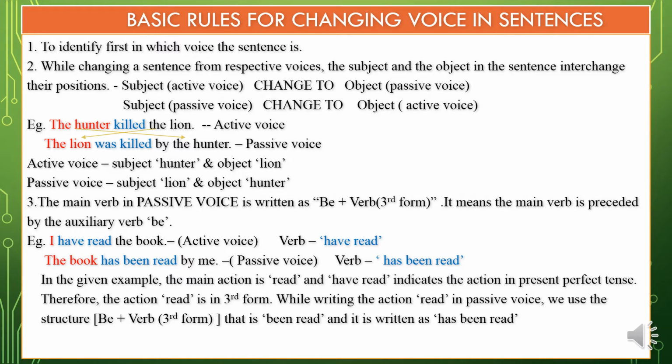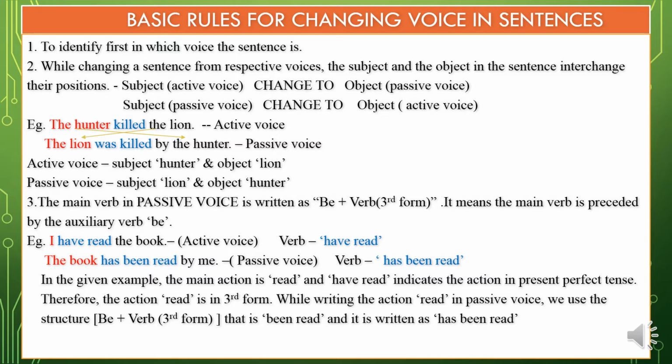Then let us come to number 3. The main verb in passive voice is written as be plus verb third form. Third form means the past participle form. It means the main verb is preceded by the auxiliary verb be. So when we change from active to passive voice, the main verb is preceded by a be verb, and then the verb takes the third form.